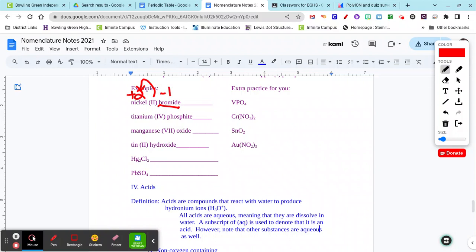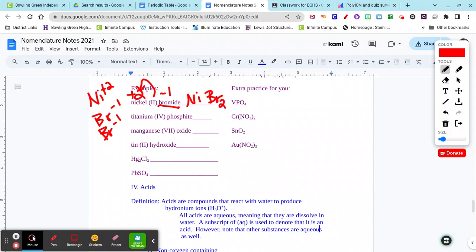Okay, so I'm going to write down my Ni and I'm going to write down my Br. To get my subscripts, I know that these have to add together to equal 0. So you have a couple ways you can do this. You can write out your ions and say, okay, I have nickel +2 and I have Br -1. How many of each of these do I need to equal 0? Well, I need another Br. So then that means I'm going to have a 2 here and I'm going to have a 1 here.